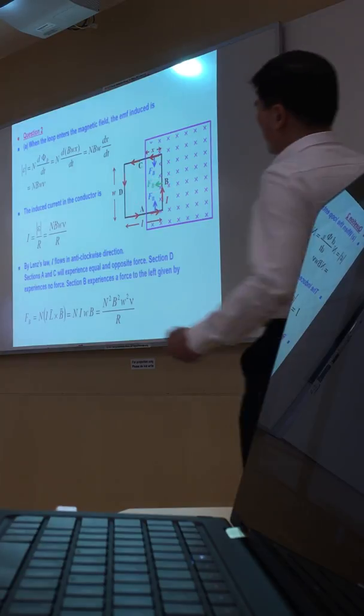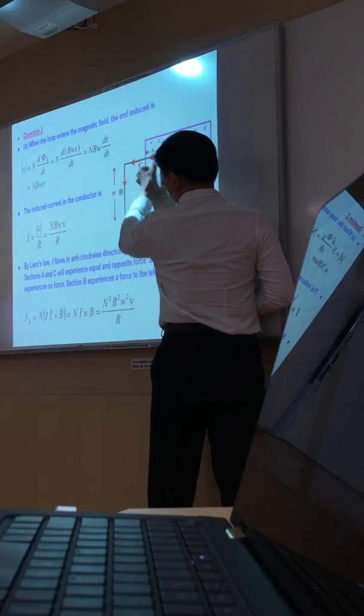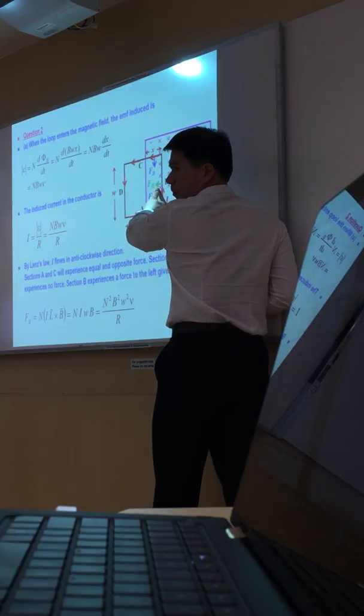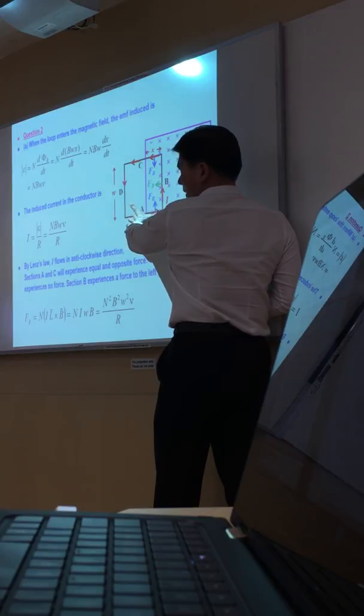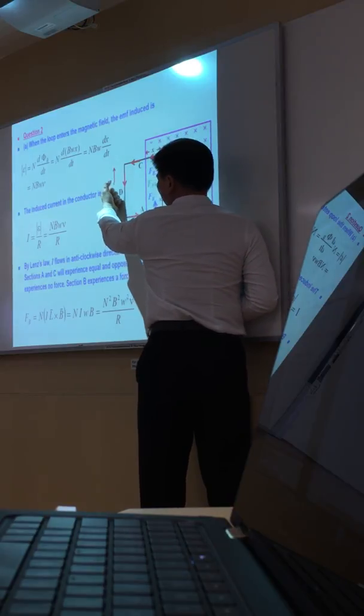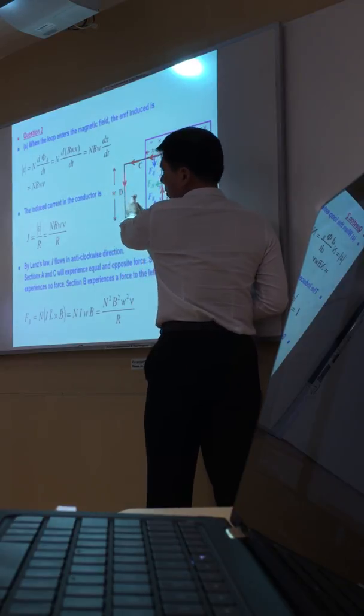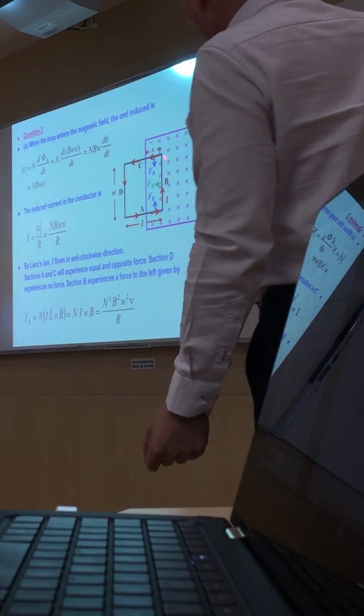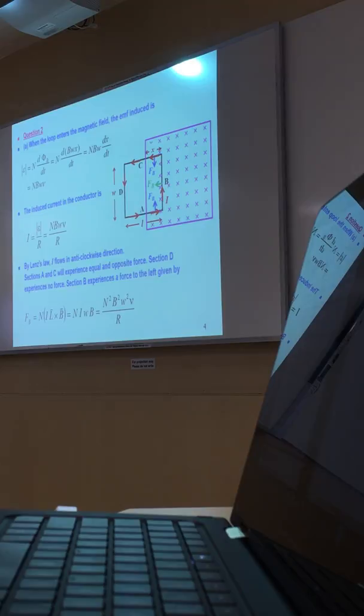So the external agent that is moving this loop to the right must exert an equal and opposite force to FB, isn't it? In order that it can move at a constant speed. And in exerting the force and moving, therefore it does work. And that work done, the energy input, is then converted into electrical energy generated in the loop. Is it clear? So you expect this force to oppose the motion.